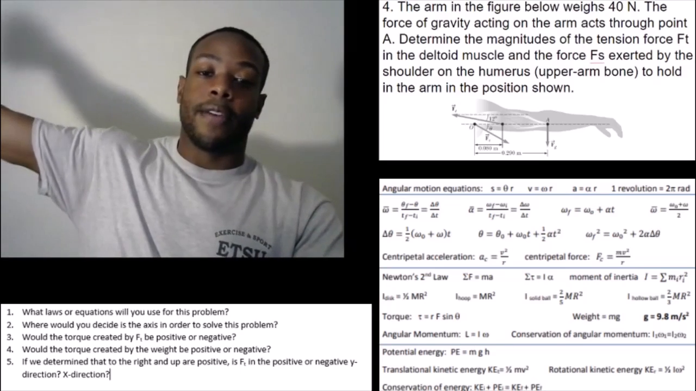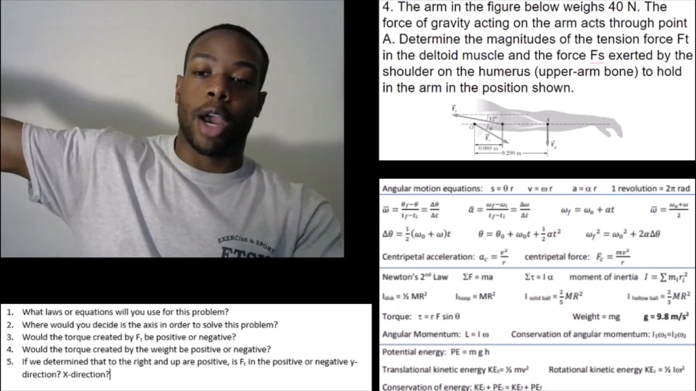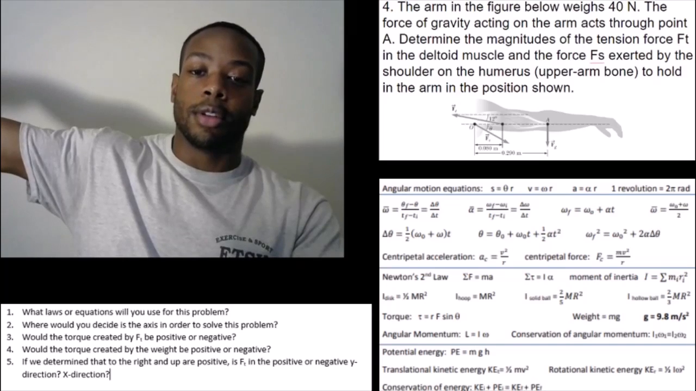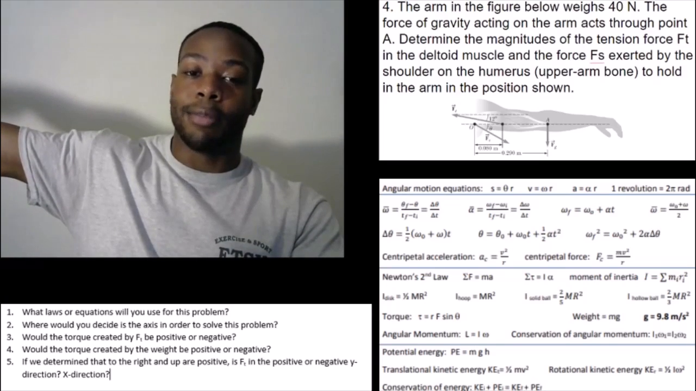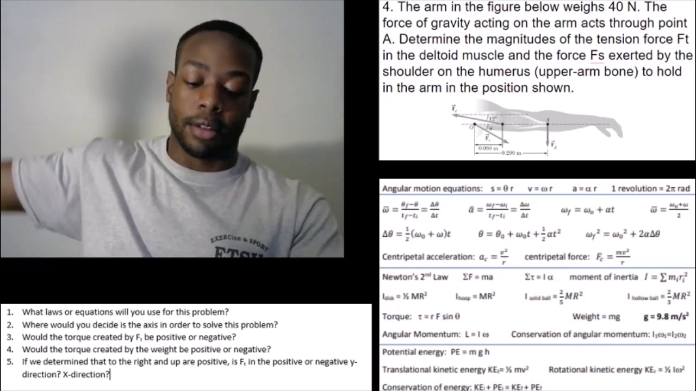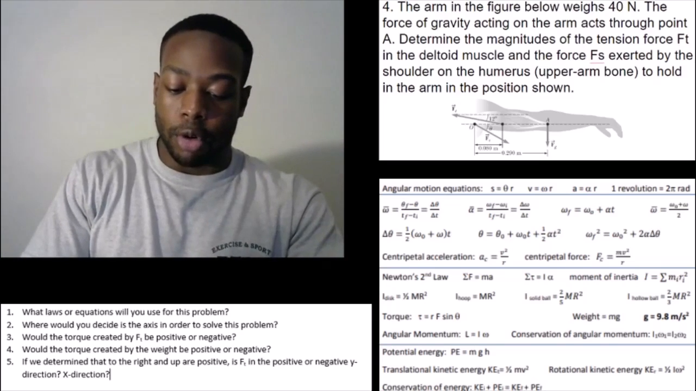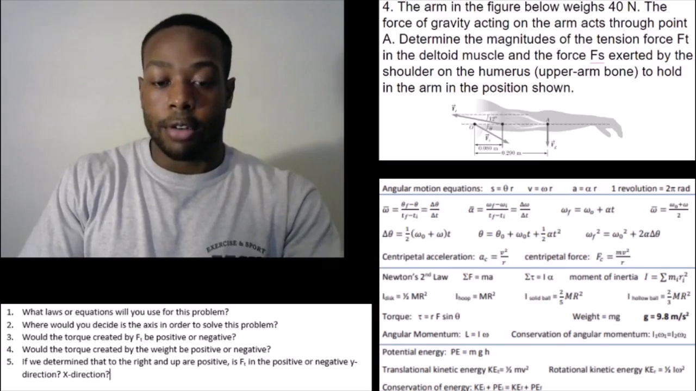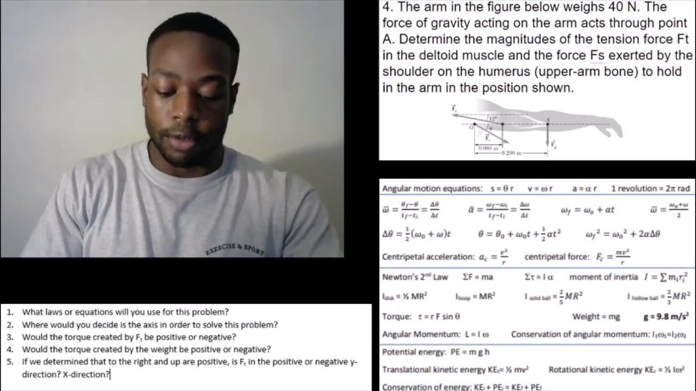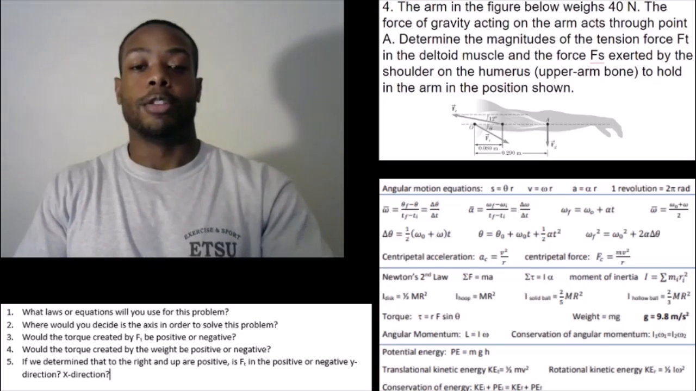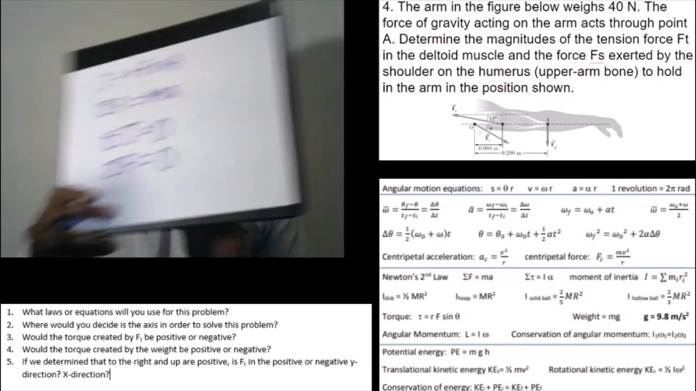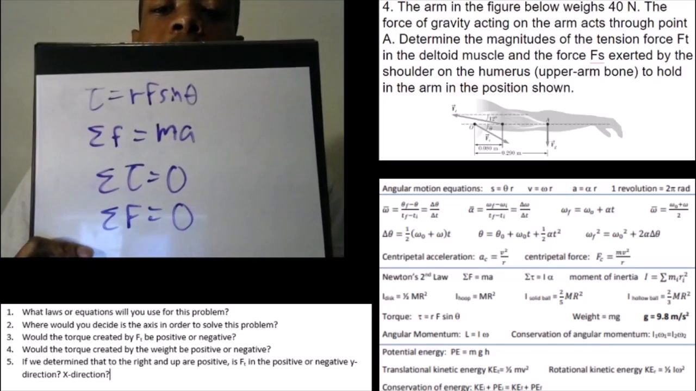And if we have an arm hanging in equilibrium, there are forces acting, but there's no motion, right? So we could say that the sum of the torques is going to equal 0. We could say that the sum of the forces is going to equal 0 because there's no acceleration or movement. So that is what we have to start.